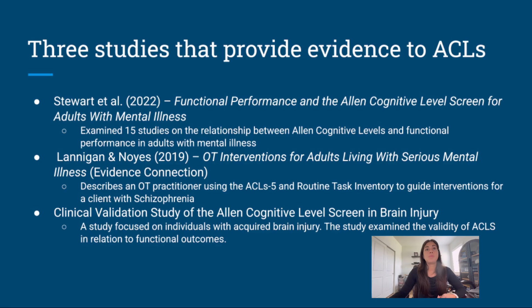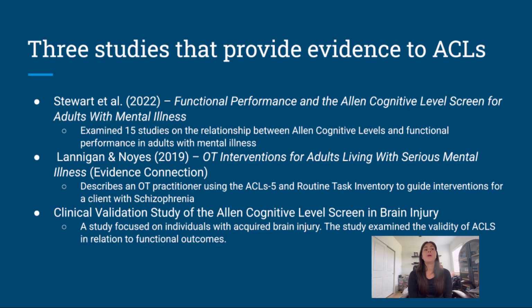These are 3 studies that provide evidence of the Allen cognitive model. The first one is the functional performance and the Allen cognitive level screening for adults with mental illnesses, which examined 15 studies in the relationship between the Allen cognitive level screening and the functional performance in adults with mental illness.